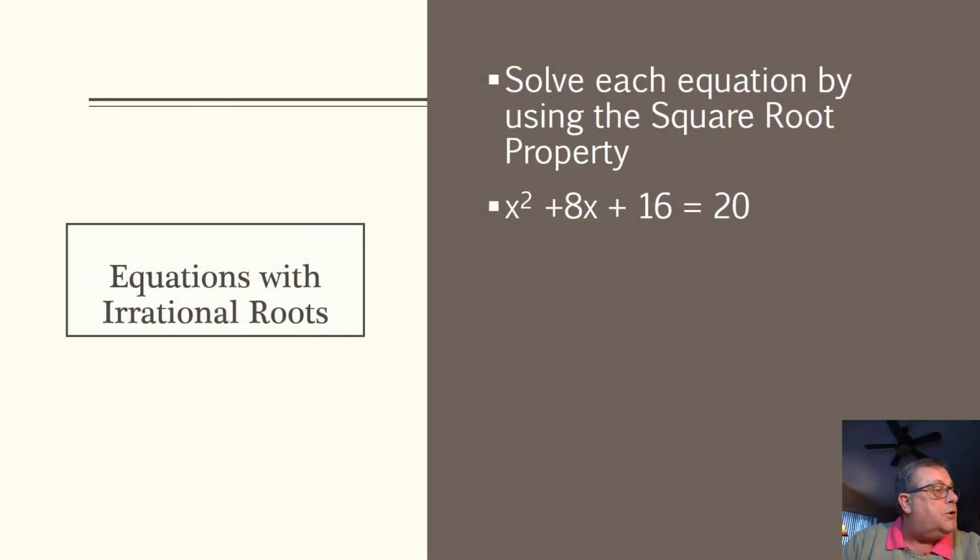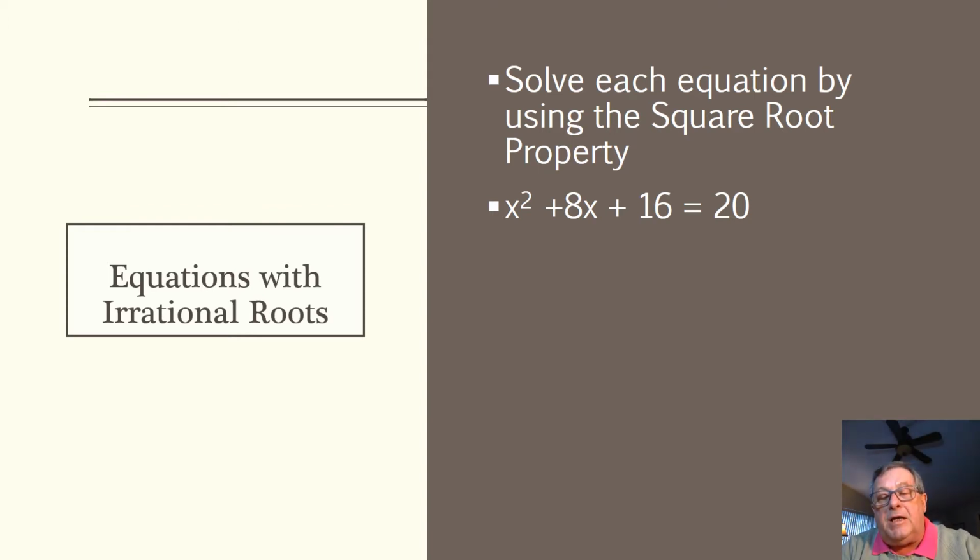Well, now we're going to solve equations using the square root property where we can have irrational roots. And so let's look at this first equation that we're presented with. It says x squared plus 8x plus 16 equals 20.